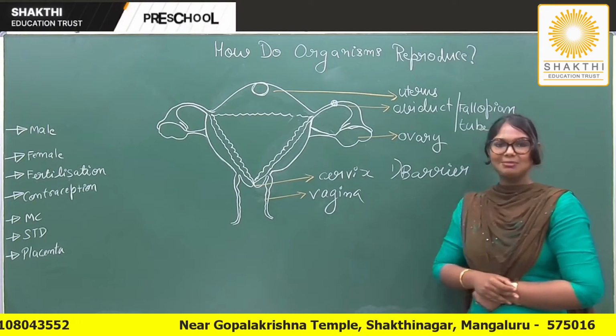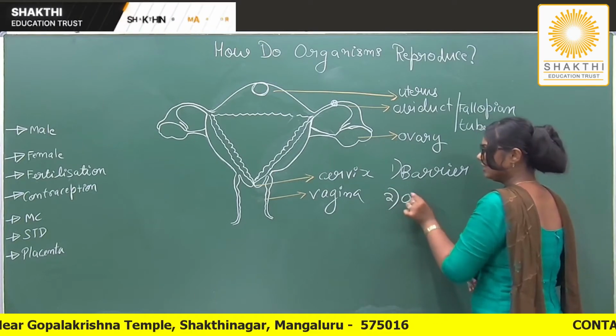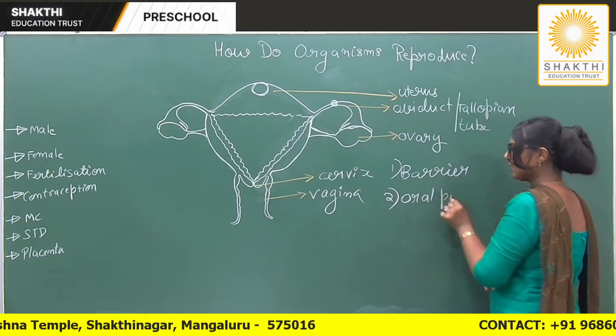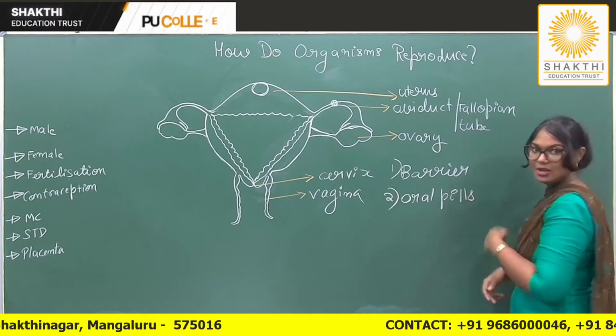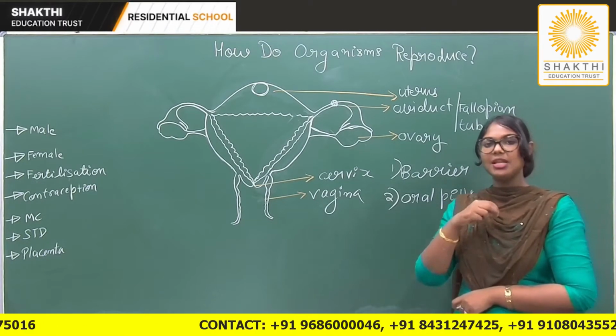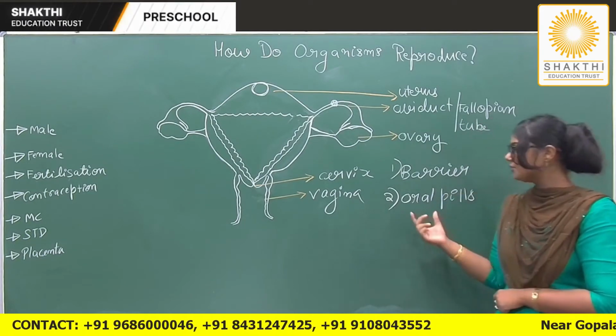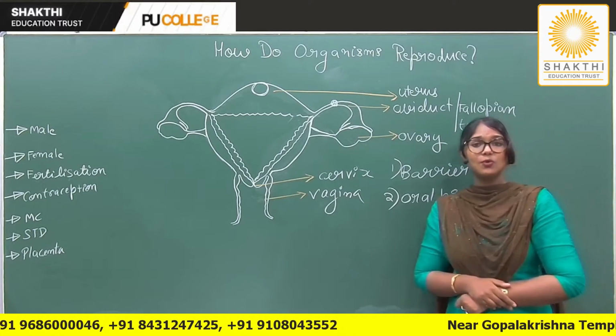Coming to the second method of contraception, that is the chemical method, by the use of pills, oral pills. So the pills are taken by the female through her mouth. So we call them oral pills. This has to be done by the female. What do these oral pills do?